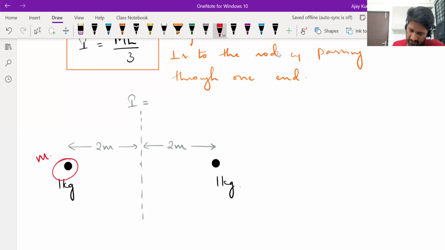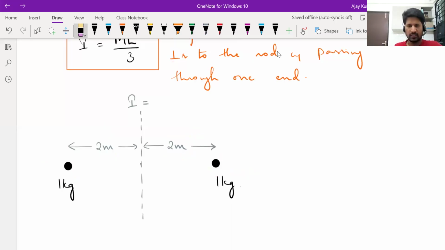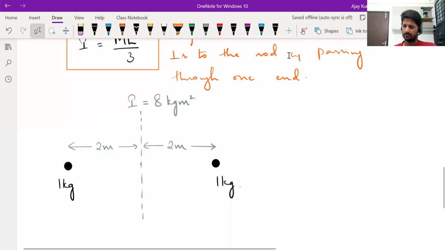So this mass you take as m1, then this distance becomes r1. If this mass is m2, then this distance becomes r2. So m1 r1 square, 1 into 2 square, 2 square is 4. Again m2 r2 square, 1 into 2 square, again 4. 4 and 4, total moment of inertia about this axis is 8 kg meter square. Okay, it will be 8 kg meter square.